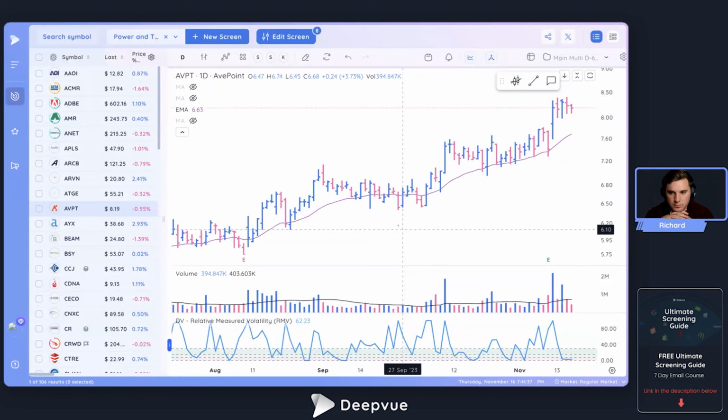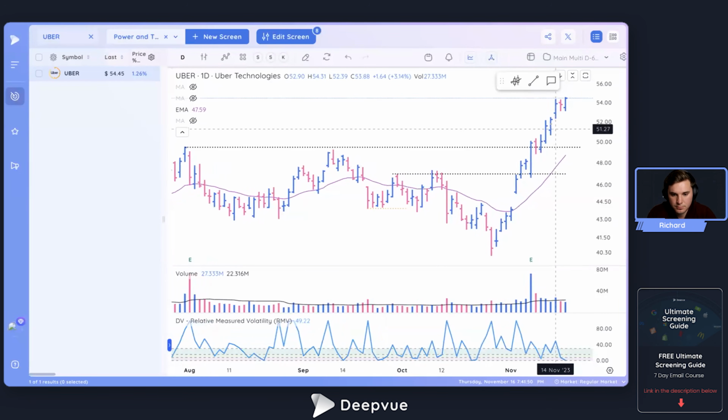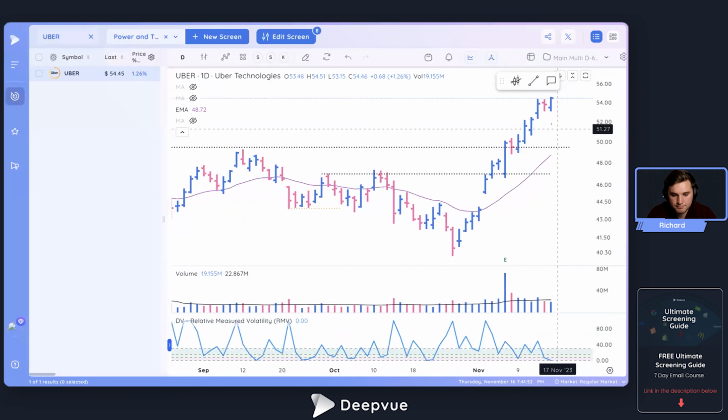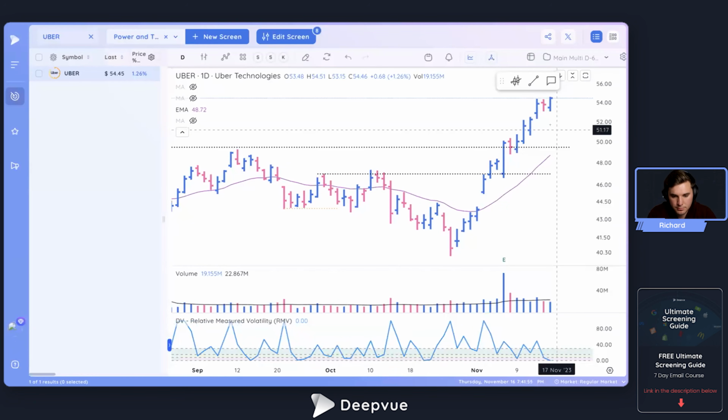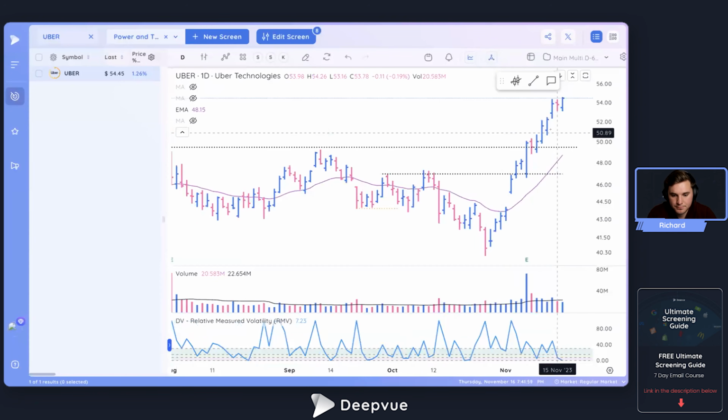The example that was asked in the chat there by Stephen was Uber. How it came straight up off the bottom and now it's gone sideways for a couple of days, and it's showing an RMV of 0, but it actually kind of makes sense, right? Because it's been very volatile. It's come straight off the bottom and now it's going sideways in like a 1% range for the last few days. And you can see the RMV has dropped right off.